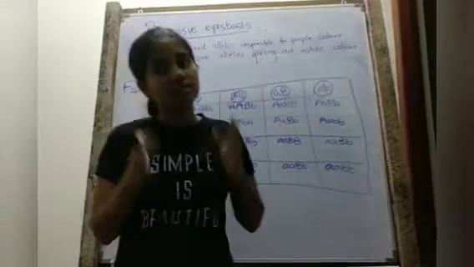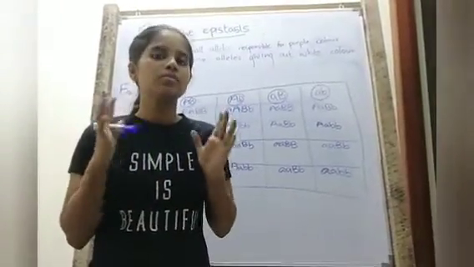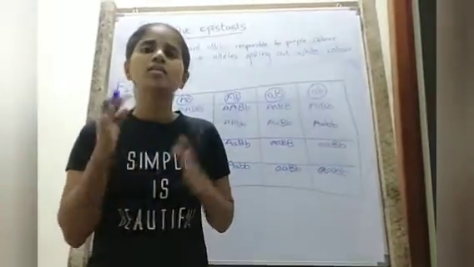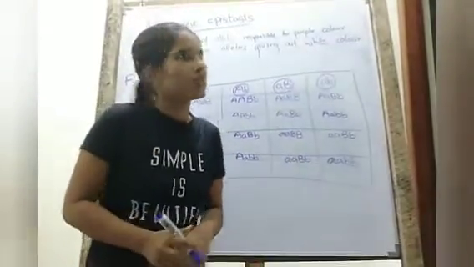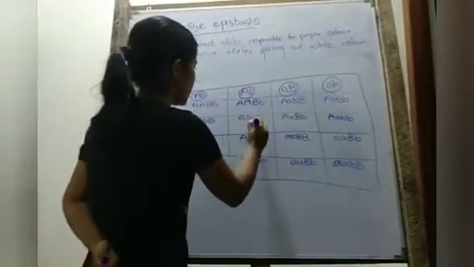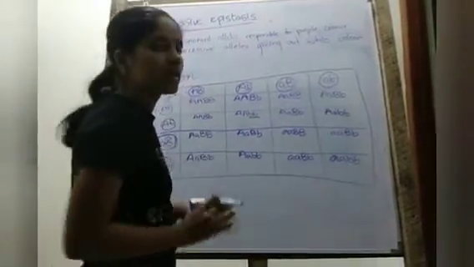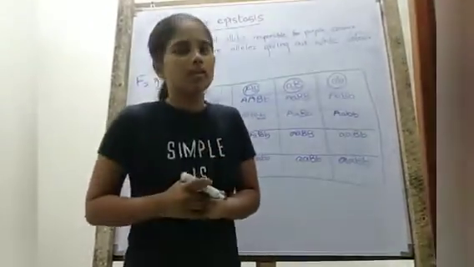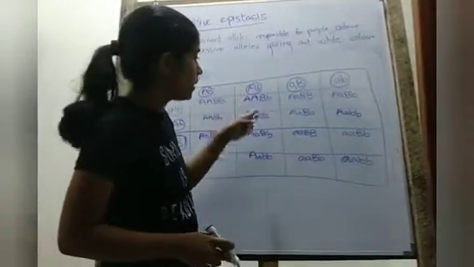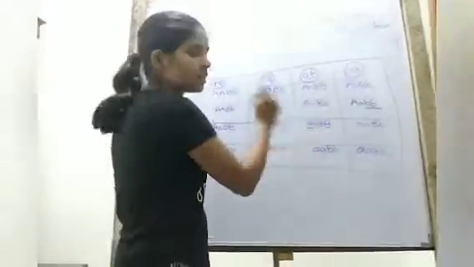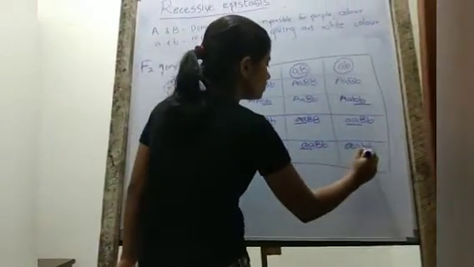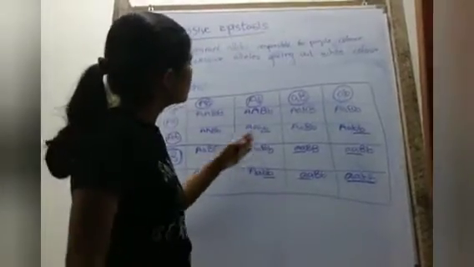First of all, since this is recessive epistasis, we have to consider the key factor. The key factor is the homozygous recessive condition. So we have to find the homozygous recessive alleles. Here we can see this is homozygous recessive for the A allele or the B allele. This is homozygous recessive for the B allele. Again for B, this is homozygous recessive for the A allele. Again we have here, and here completely recessive. So the recessive allele gives out white color.